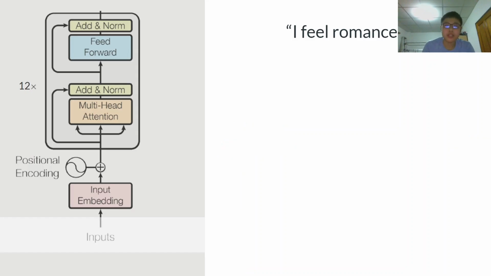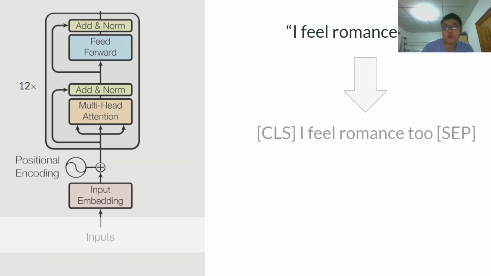So first of all, here is one of our observations. Let's say I feel romance too. It is 4 words, right? And when we input it into our model, the model will automatically put CLS at the front and SEP at the end. So it means that the number of tokens here will be passed through as always.